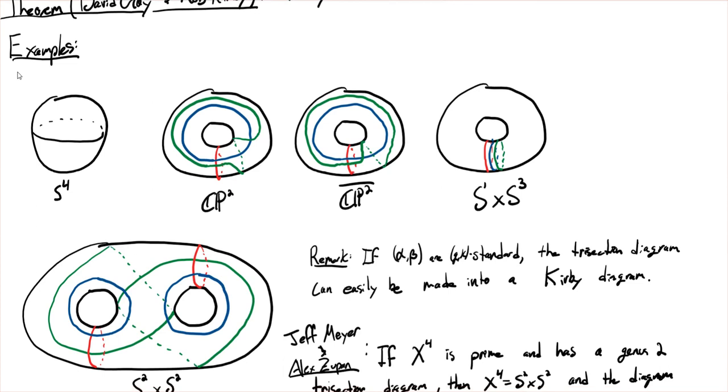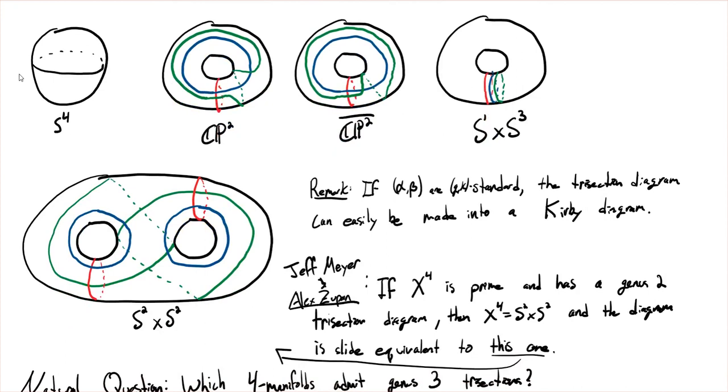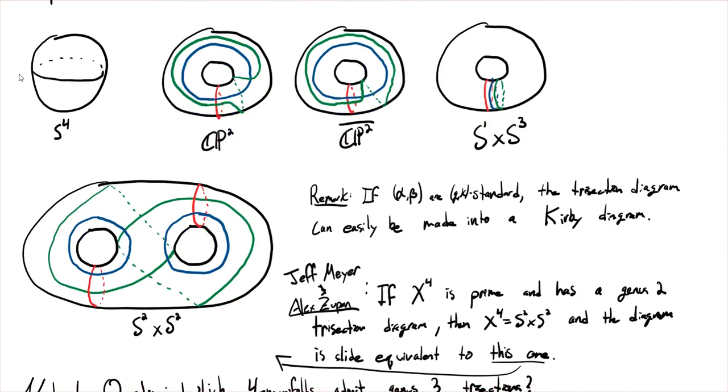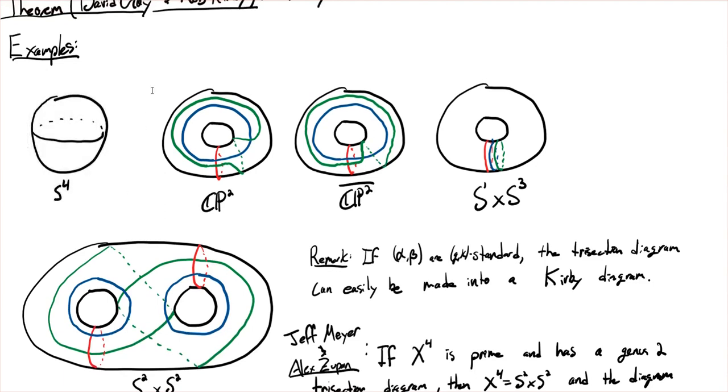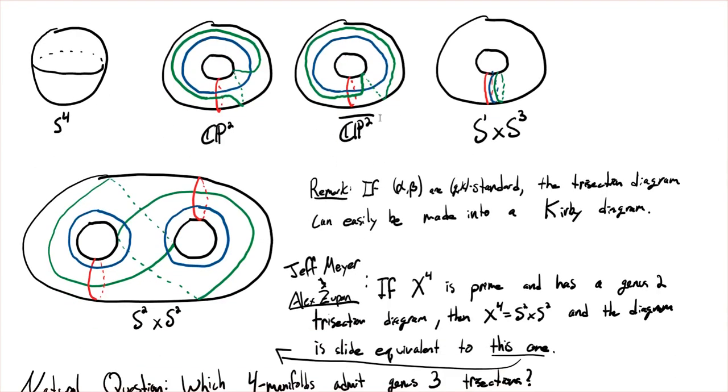So now I want to talk about the low genus trisection diagrams. So here we have the genus 0 splitting of S4. And here are some genus 1 splittings, CP2, CP2 bar, and S1 cross S3. If you're familiar with Kirby diagrams, then you can actually get a Kirby diagram from a trisection diagram in the following way.